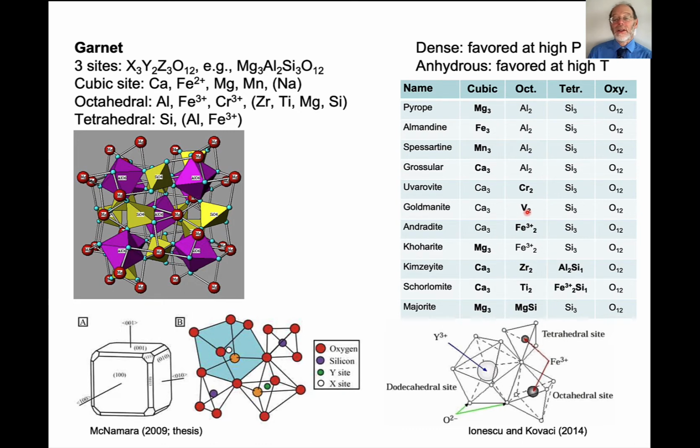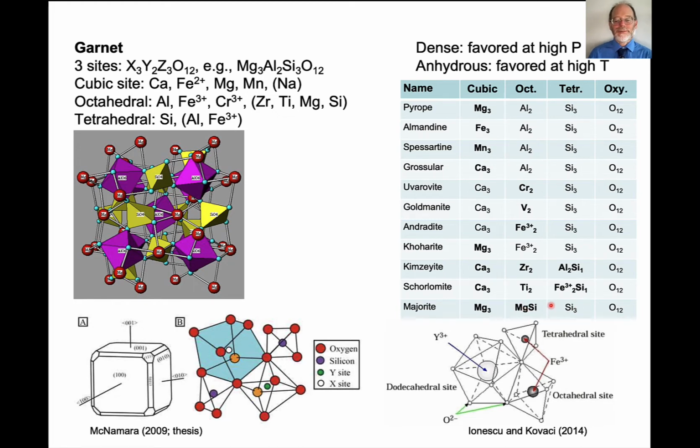There's another garnet called goldmanite. And then there are these weird garnets, magnesium ferric iron, calcium zirconium. If you put a +4 cation in an octahedral site, it has to charge balance. So now you're putting aluminum in a tetrahedral site. Not very common. Schorlomite, these are those titanium-rich garnets that put ferric iron into the tetrahedral site. And then here's majorite with that strange magnesium in the cubic site, silicon in an octahedral site, silicon in the tetrahedral site.